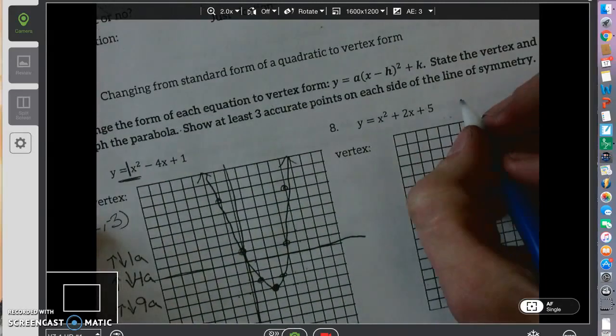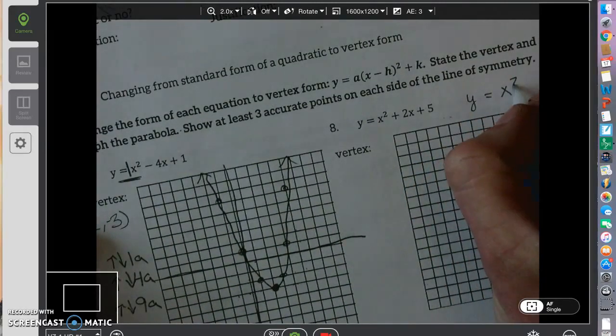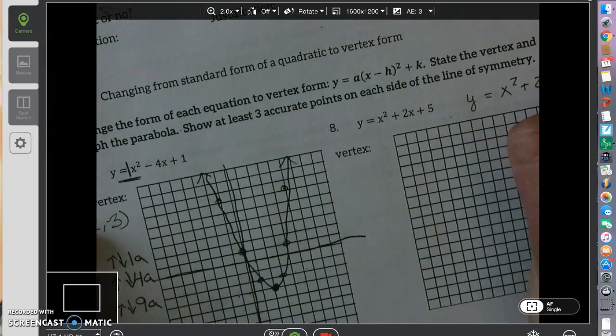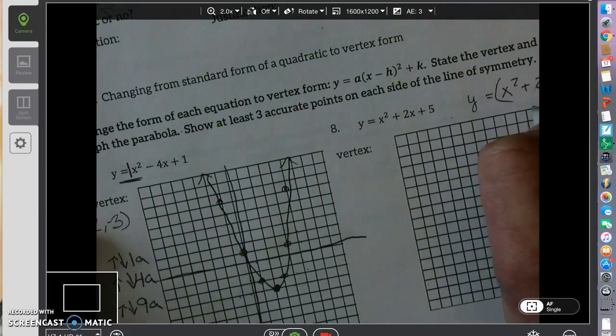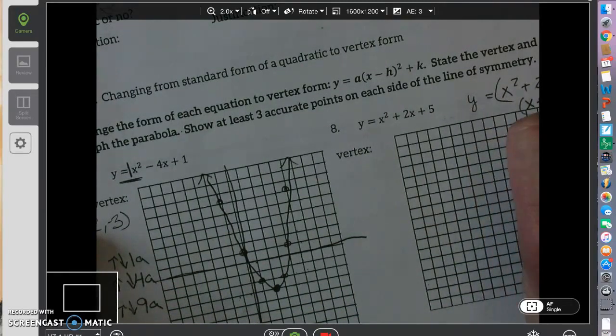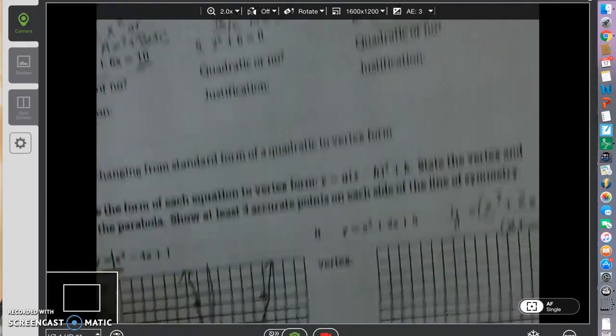Again, you would just write it as y equals x squared plus 2x plus blank, then plus 5 minus blank, and then rewrite it as x plus whatever that is, squared, and then plus whatever that is.